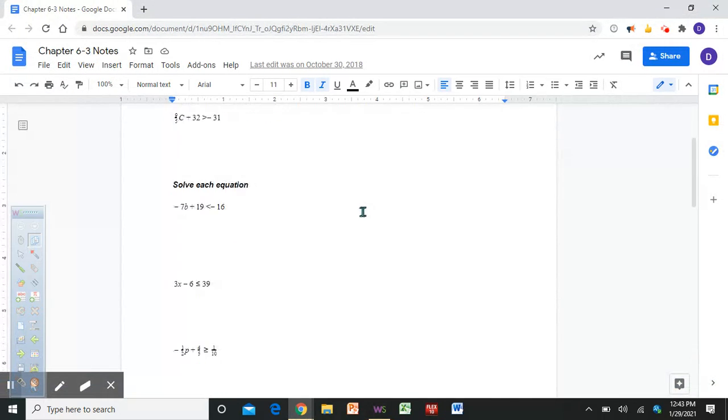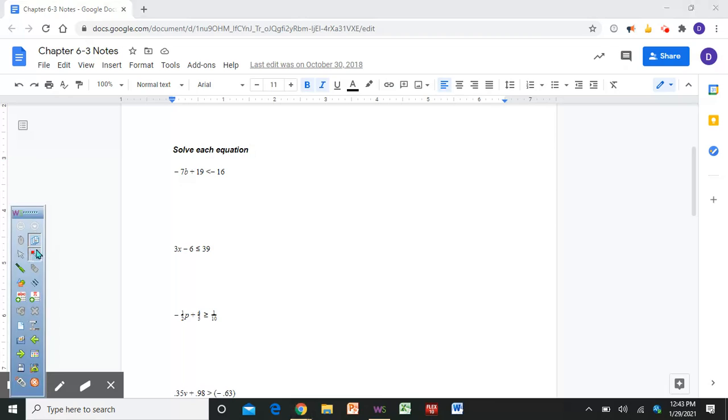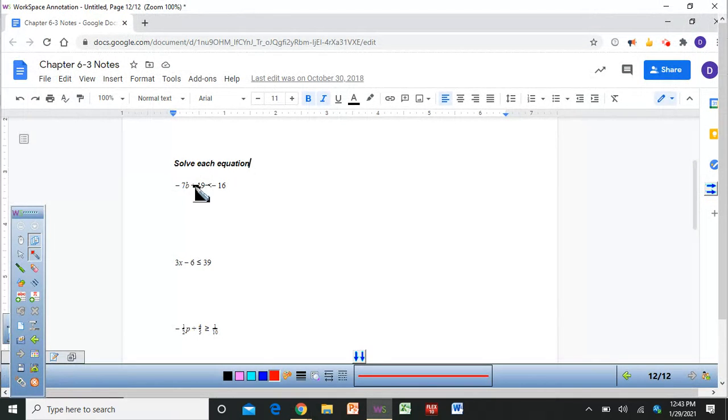So if we go look at the next few, the first thing, like I said, is you got to get rid of all your subtraction and addition. We have a plus something, so we subtract 19 from both sides. So now we have negative 7b is less than negative 35. Okay, now we have multiplying here, so you get rid of multiplying by dividing. We're going to divide by negative 7. Since we divided by a negative on both sides, we have to flip our sign. So b is now greater than. Then you take negative 35 divided by negative 7, and you get 5.